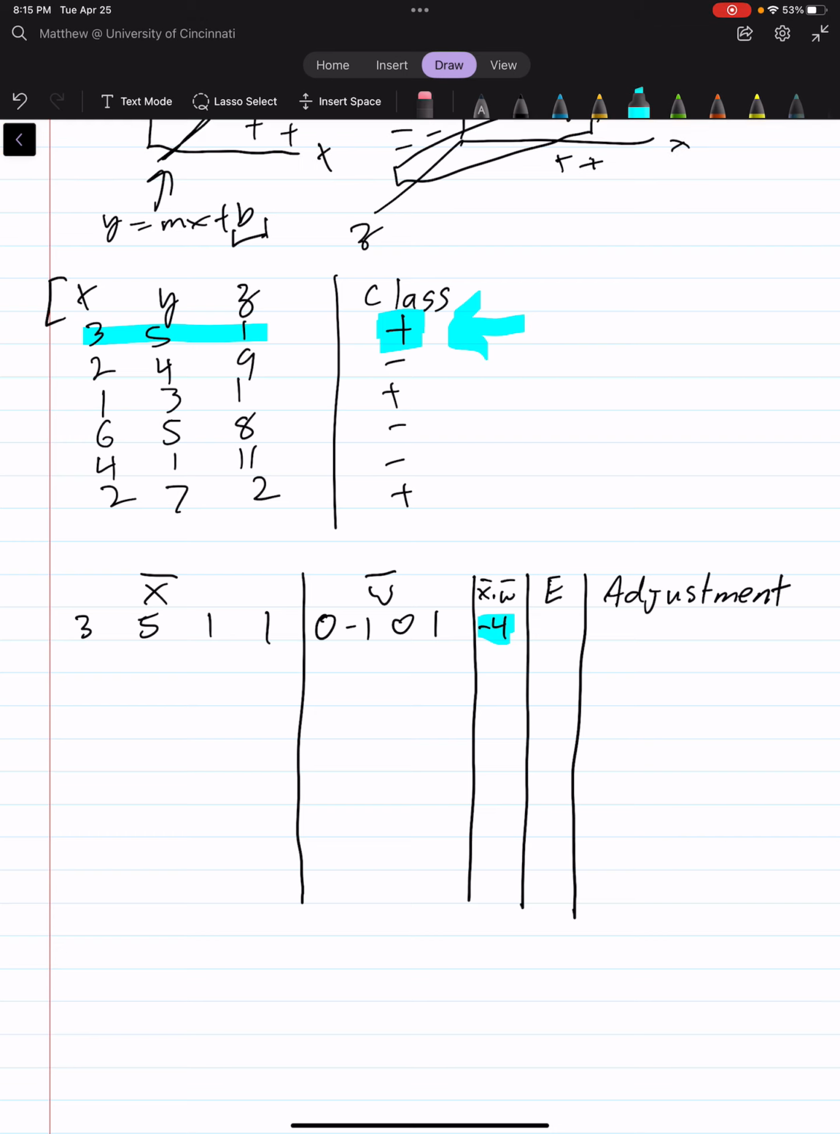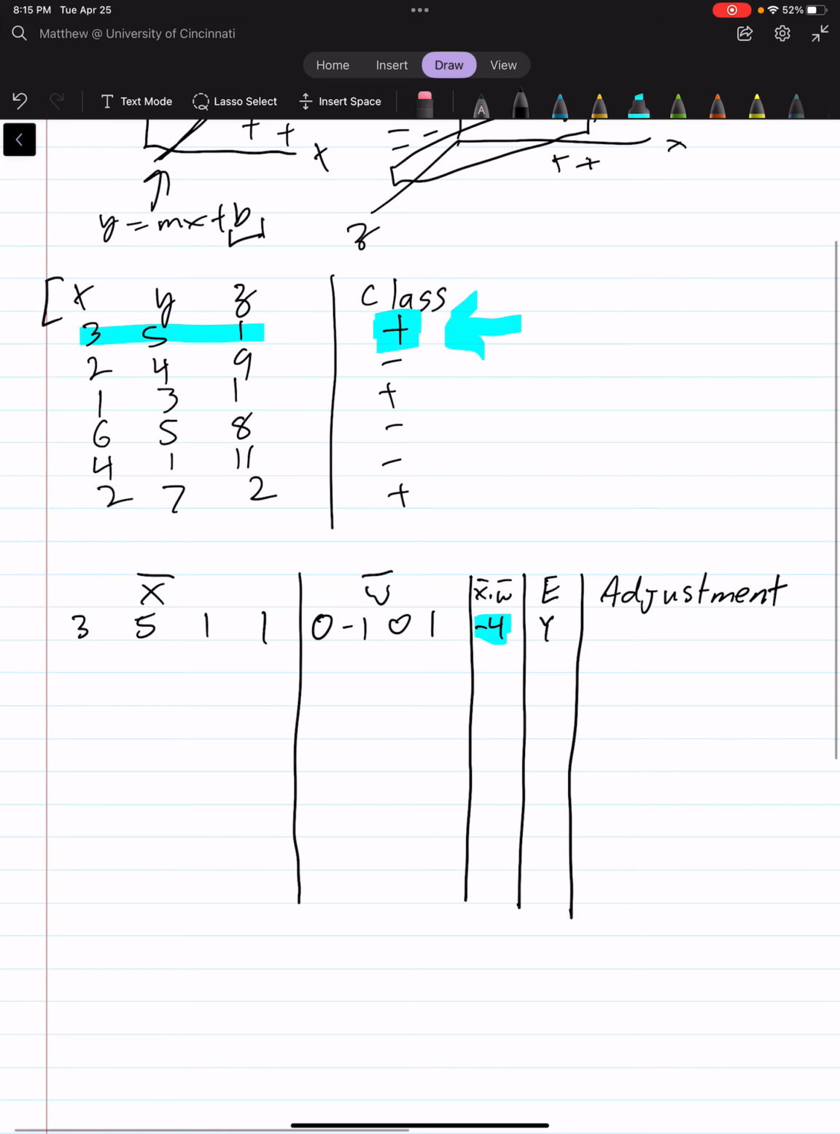So you expected a positive, and in this case you got a negative. So did we have an error? Yes. And now we're going to make an adjustment. So what we're going to do is take the weight vector, and in this case, I expected a positive and I got a negative, so I'm going to add x to my weight vector, and that's going to give me 3, 4, 1, 2.